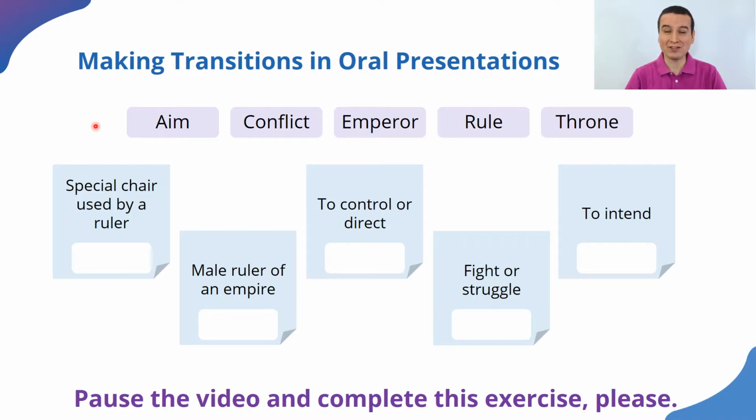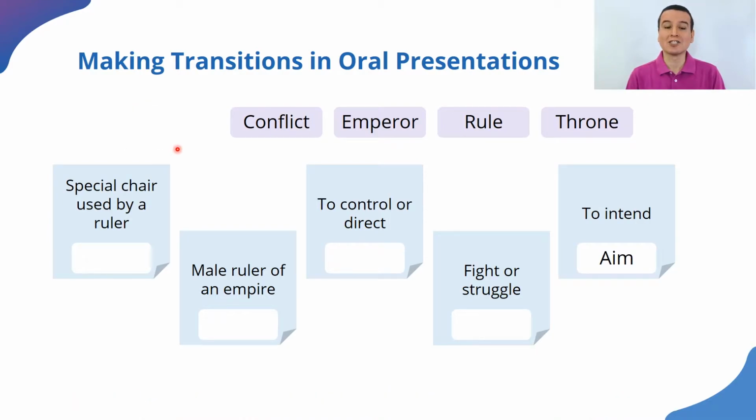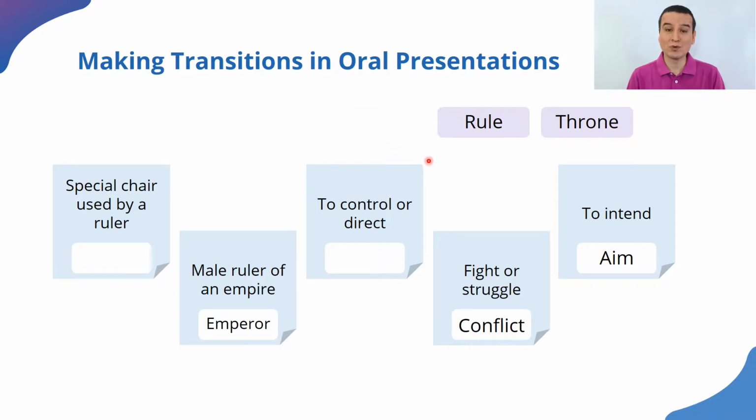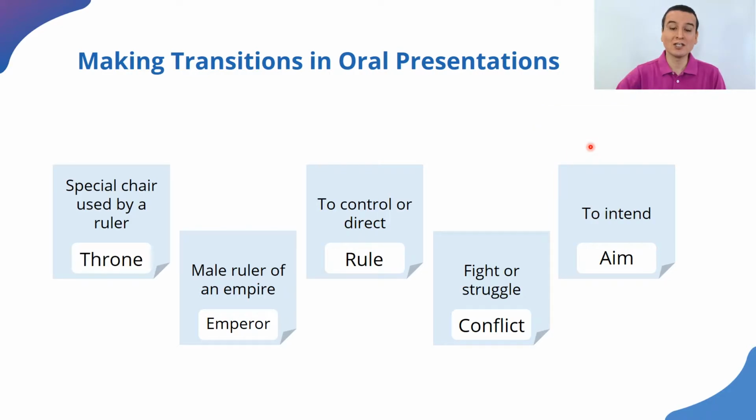All right. Thank you. I hope that you did complete the activity. Here are the answers. Some words are verbs, some are nouns. Aim is to intend. Conflict is to fight or struggle. Emperor is a male ruler of an empire. What is to rule? To rule is to control or direct. A throne is a special chair used by a ruler. All right, by a governor, let's say.